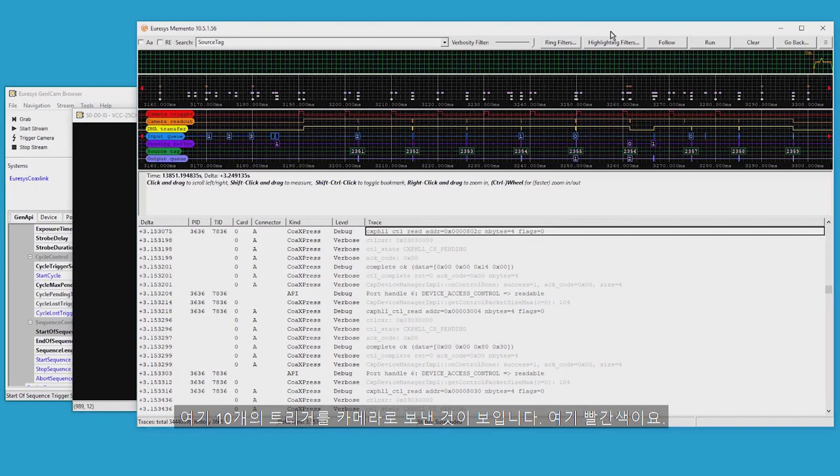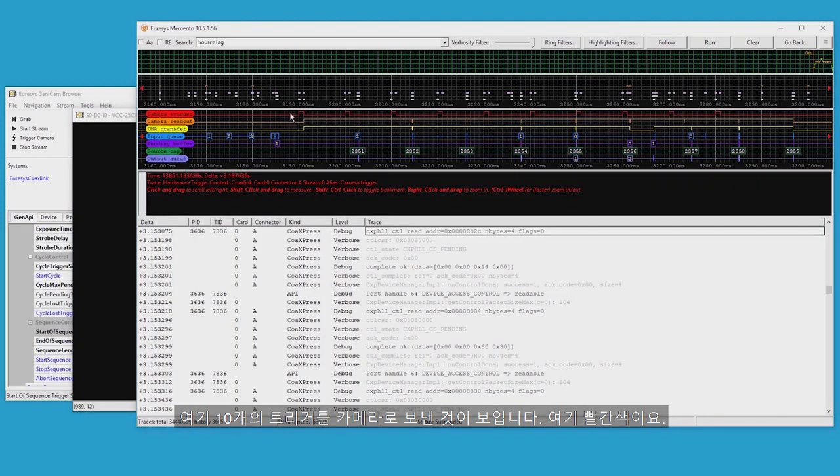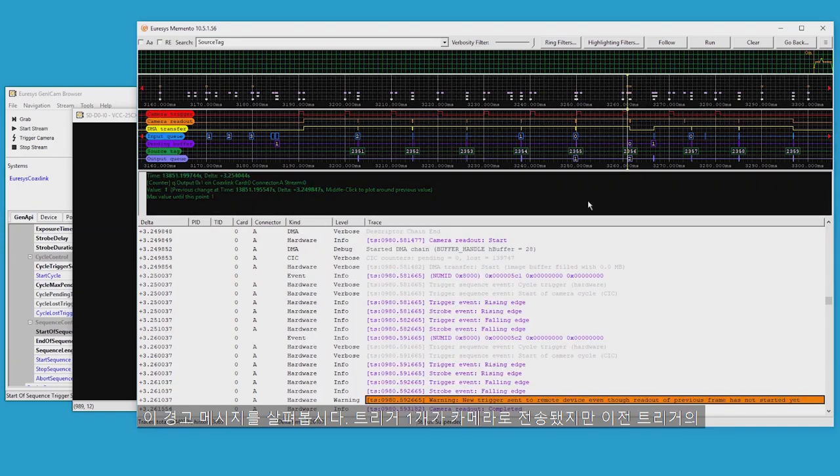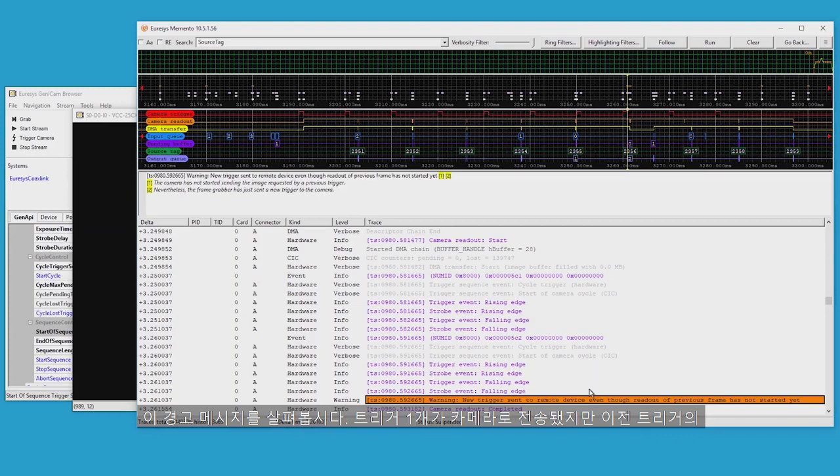So here we see that we send 10 triggers to the camera. We see them in red, but we only received 9 images from the camera. We see them in orange. Let's look at this warning message. Okay, it's telling us that one trigger was sent to the camera, but the readout for the previous trigger was not received. So this is an indication that the camera missed one trigger.